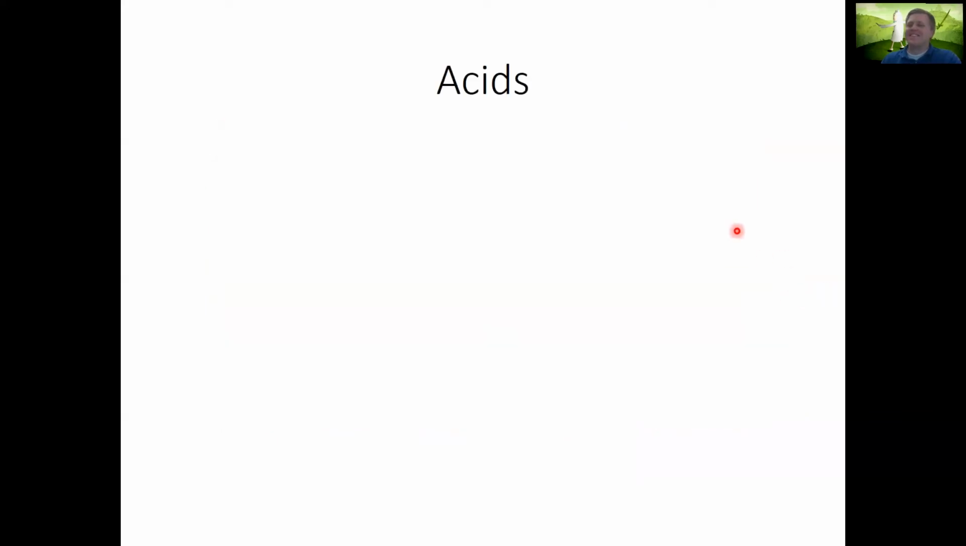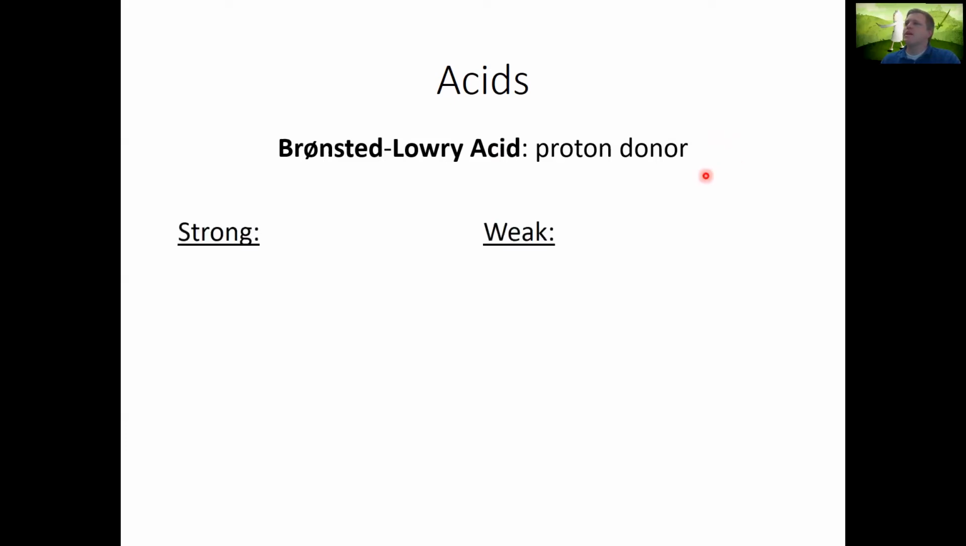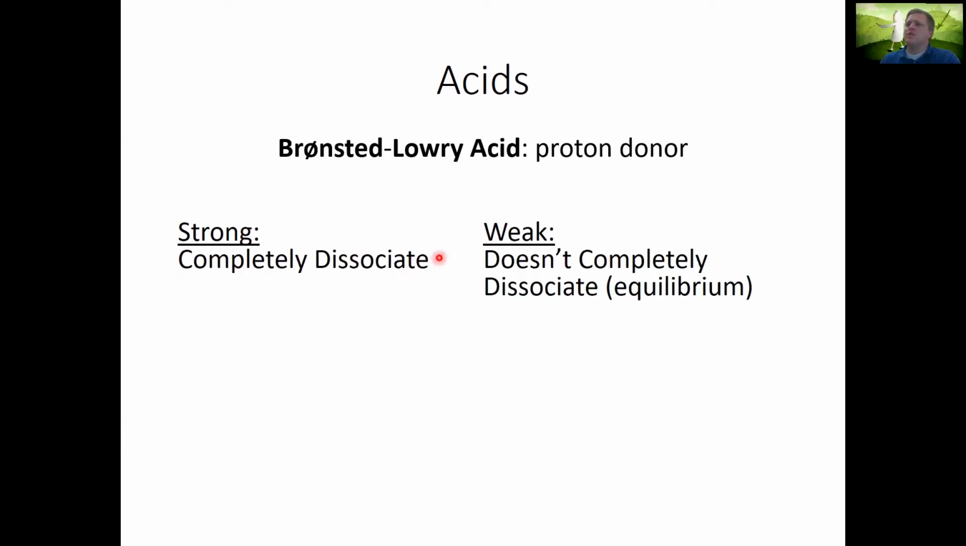All right. So, acids, if you remember, the Bronsted-Lowry definition of an acid is a proton donor. So acids give protons away. And we classify acids into two groups, whether they are a strong acid or a weak acid. There's a very clear distinction between strong acids and weak acids. The difference is that strong acids, when you put them in water, completely dissociate, whereas weak acids do not completely dissociate. They partially dissociate and exist in equilibrium with the dissociated form and the protonated form.